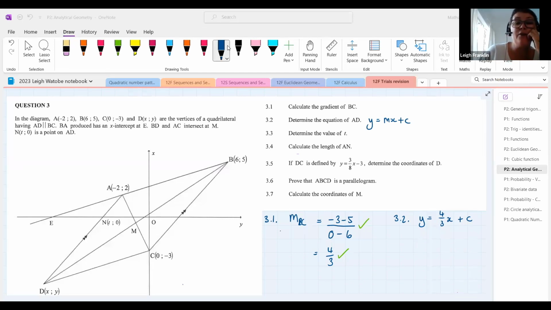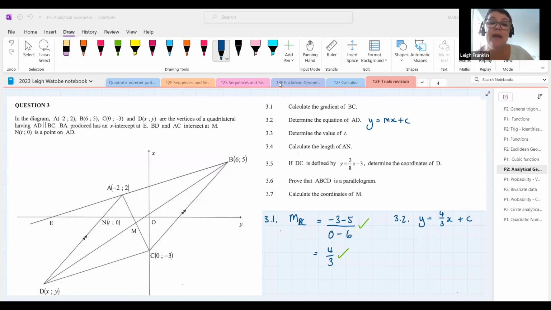Sure, Pumzile, thank you. That's perfect. Go for it, unmute and ask. Ma'am, can you hear me? Yeah, I can hear you fine. Go for it. Okay, since AD and BC are parallel, don't they have the same gradients? Yes, they do. So can we use the gradient of BC as m in AD's equation? Perfect, 100%. That's exactly right.